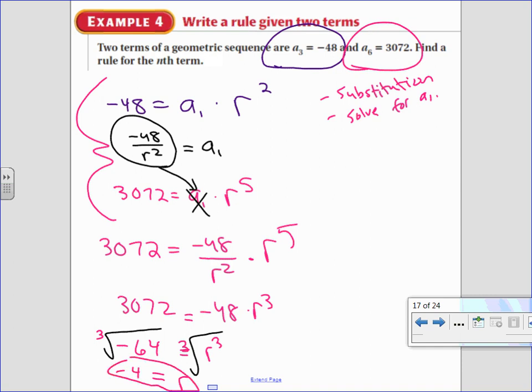We figured out R. We still need to figure out A1. Who has an idea how we can do that? It's not too hard, actually. Plug it in. Go back to that black circle. That's kind of another reason I circle it. So back up to the black circle. We know that A1 is negative 48 over R squared. So it's negative 48 over 16.